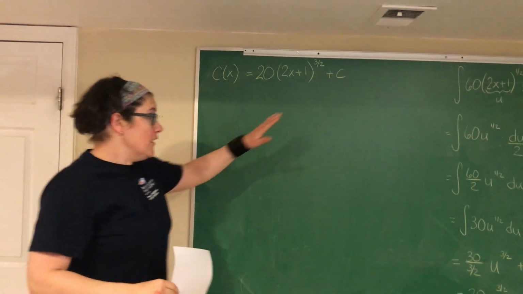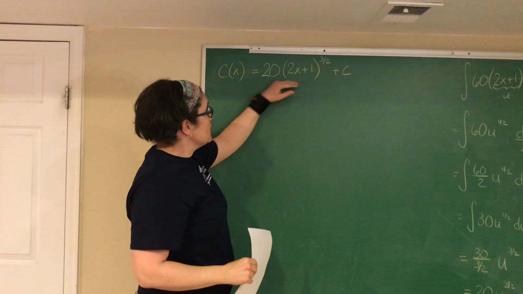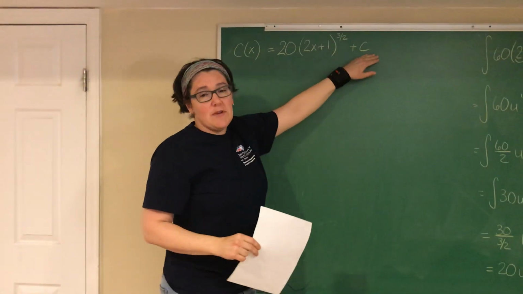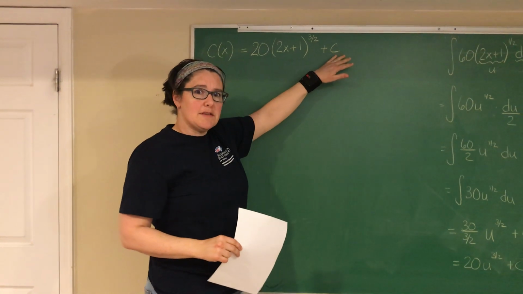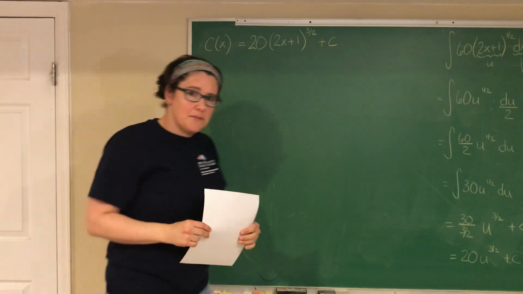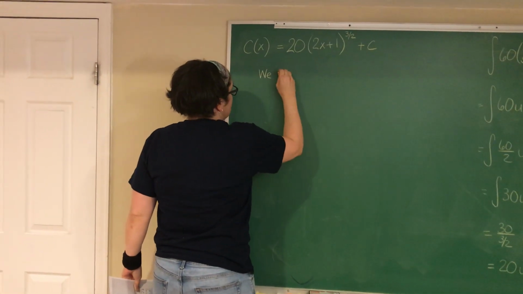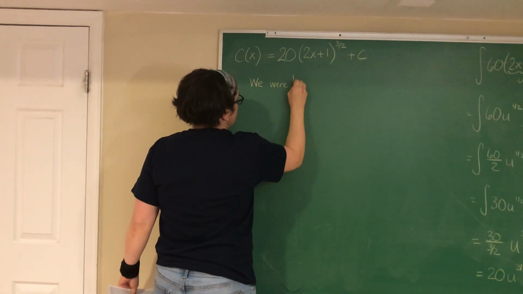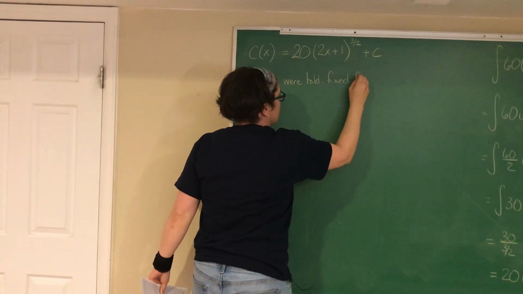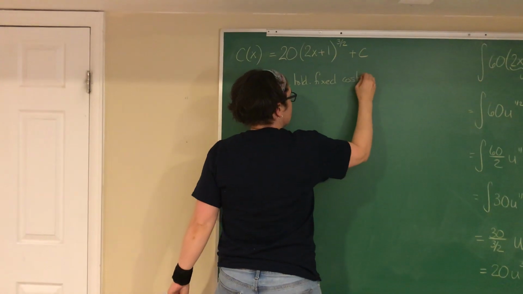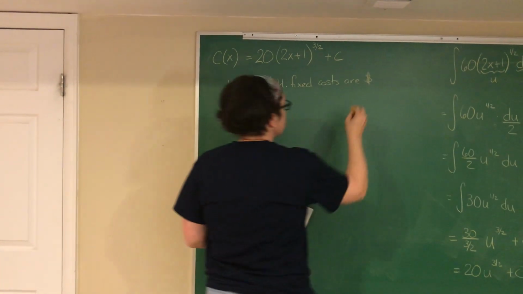So we've done all of the work to find our antiderivative. And so this is our total cost function, but then we have a plus c at the end. Okay? So we need to figure out what that plus c should be equal to. And there's one piece of information we have not used, and that piece of information is that we were told that the fixed costs are, we said, $340.